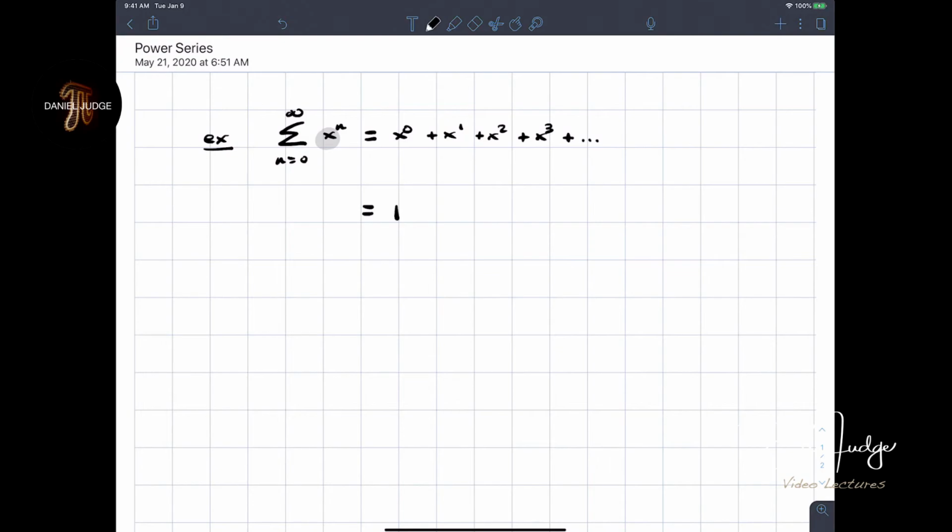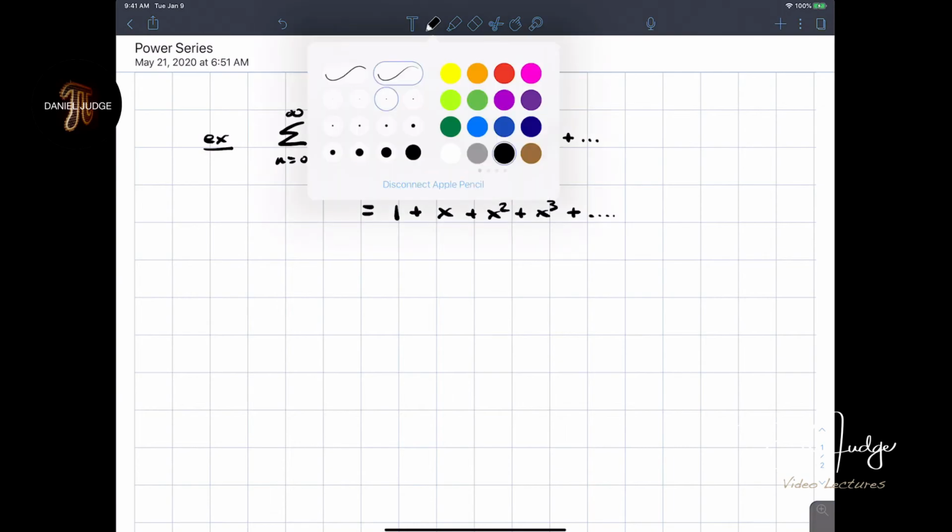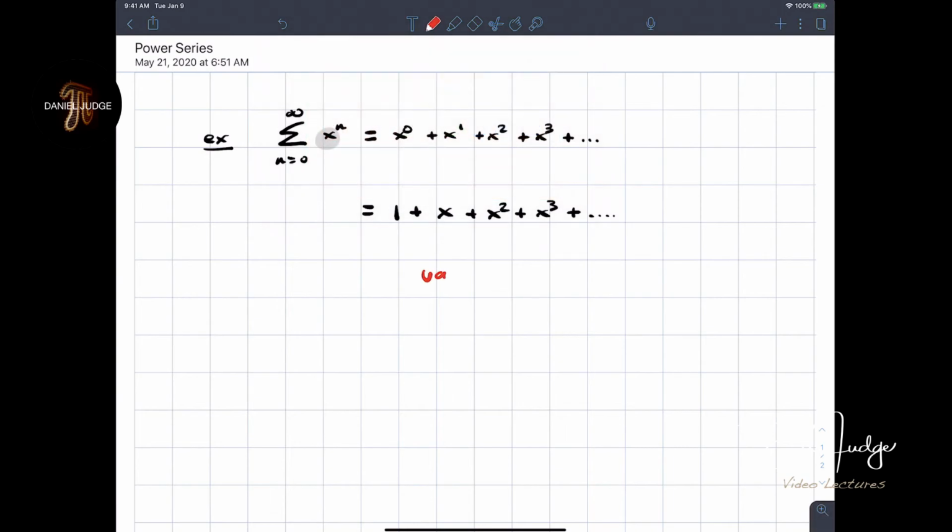But really, this is 1 plus x plus x squared plus x cubed, and this goes on forever. You had things that look like this in some of those sections that I may or may not have assigned. And yes, there's a variable here, and the variable is x.